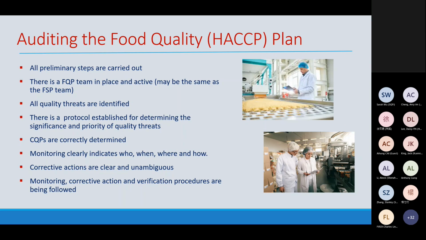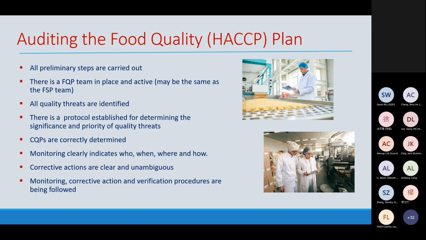All preliminary steps are carried out. The site can't just assume that because they've been done for the food safety plan, they also have been done for the food quality plan. Because as we just described, steps 1 to 5 will be different for the food quality plan to the food safety plan. There is a food quality plan team in place and active. It may be the same as a food safety plan team, but as we discussed, it should include people from marketing, from sales, from the supply end of the supply chain, from logistics, from delivery, from R&D, from product development.